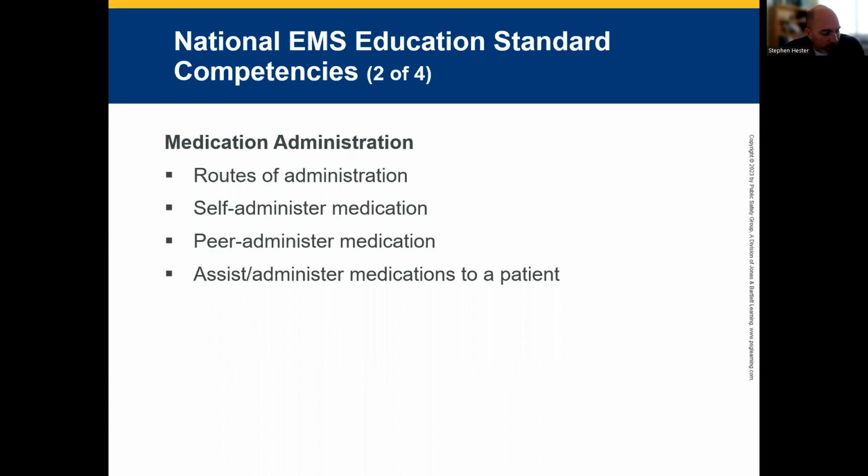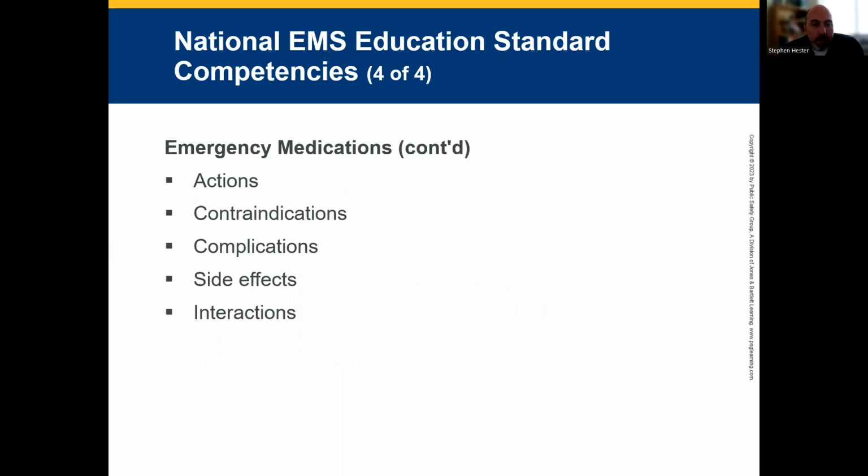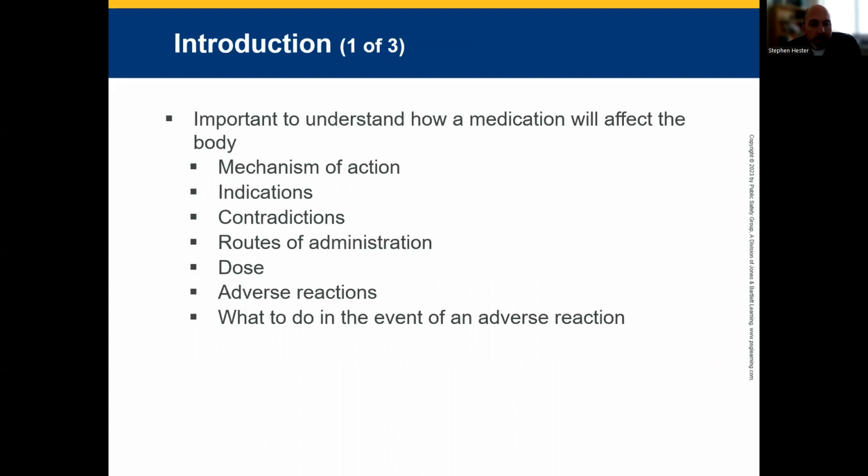So, some self-administered medication, peer-administered medication, and assisted medications to a patient. So some names, the effects, indications, the route of administration, and dosages for the medications administered. The actions, contraindications, complications, side effects, interactions. We will learn a lot about those in the last chapter.